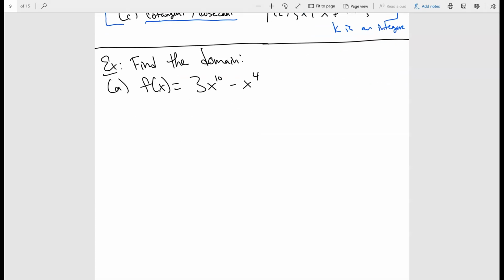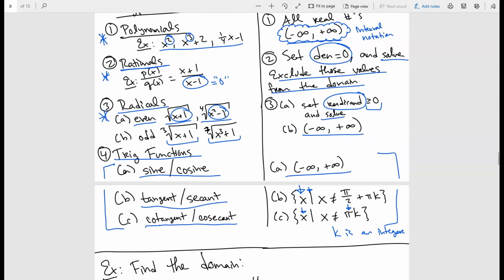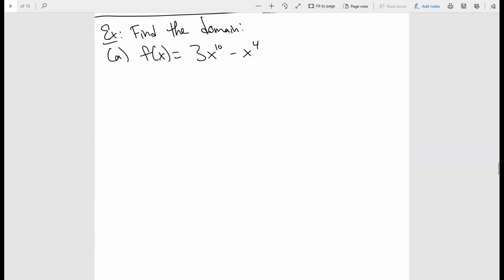In this case, you can see that this is a polynomial because the powers of the variables are just positive values. So this is the first case, a polynomial, and the domain is all real numbers: negative infinity to positive infinity. That basically means I can plug in any x value that I want, and I'm always going to have something that's defined.